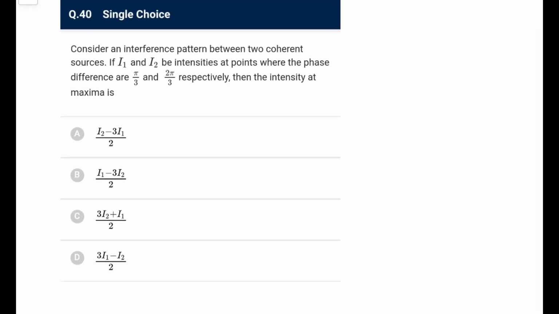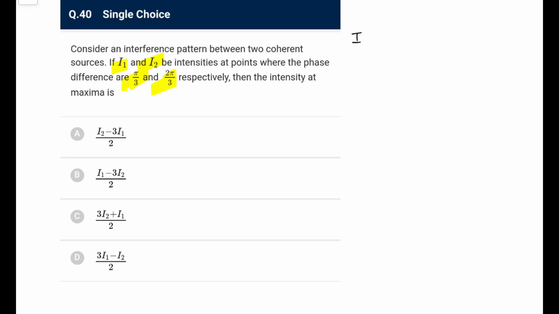Consider an interference pattern between two coherent sources. If I1, I2 be intensity at points where the phase difference is like this, then the intensity at maxima will be. So I1 you can say would be equal to Imax cos square pi by 3 means cos square pi by 6, that is what we write. Or the second one I2 would be Imax. Okay, one more thing, because there are two given, I should not take it like this because I am assuming both are of same intensity.